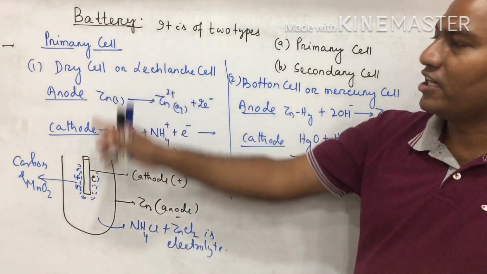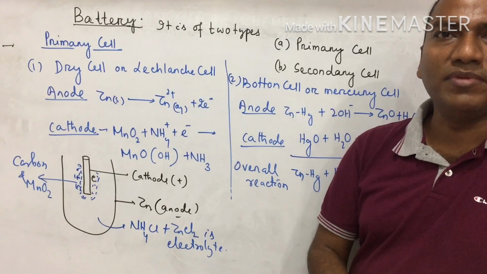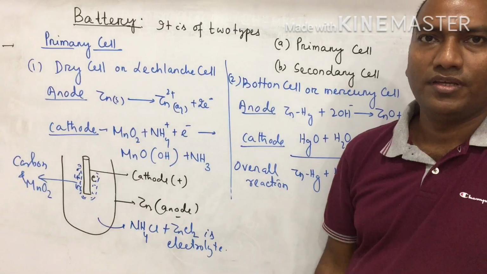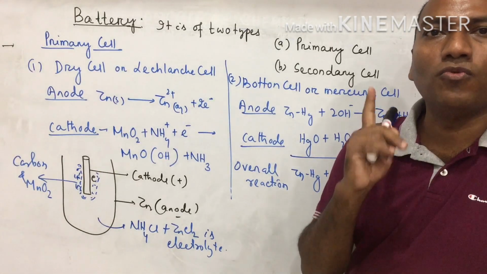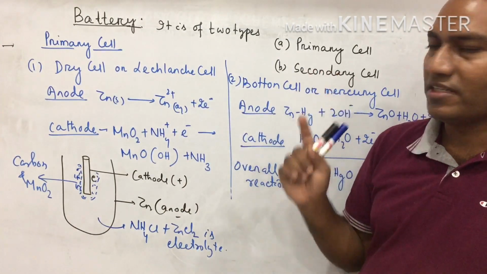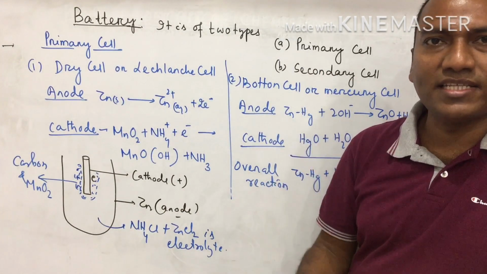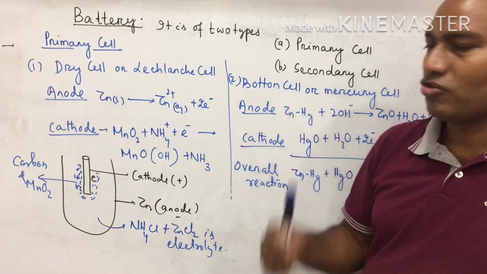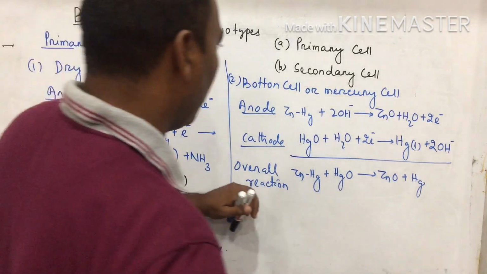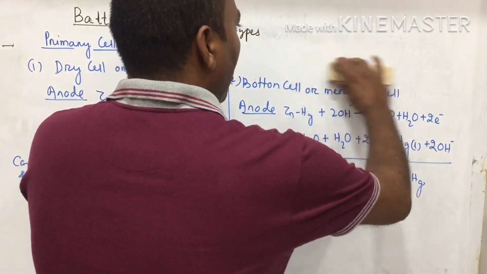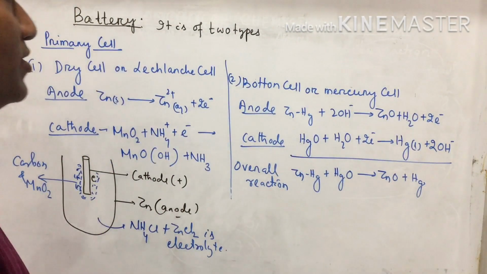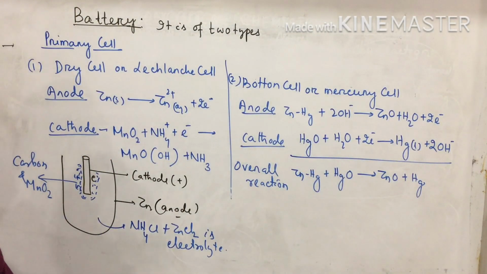First we will read what a primary cell is. Primary cell means the cell which cannot be recharged. The cell can only be used once. This is called a primary cell. But a secondary cell means the cell which can be recharged again and again. This is called a secondary cell. So first we will read about the primary cell, the cell which cannot be recharged or reused.